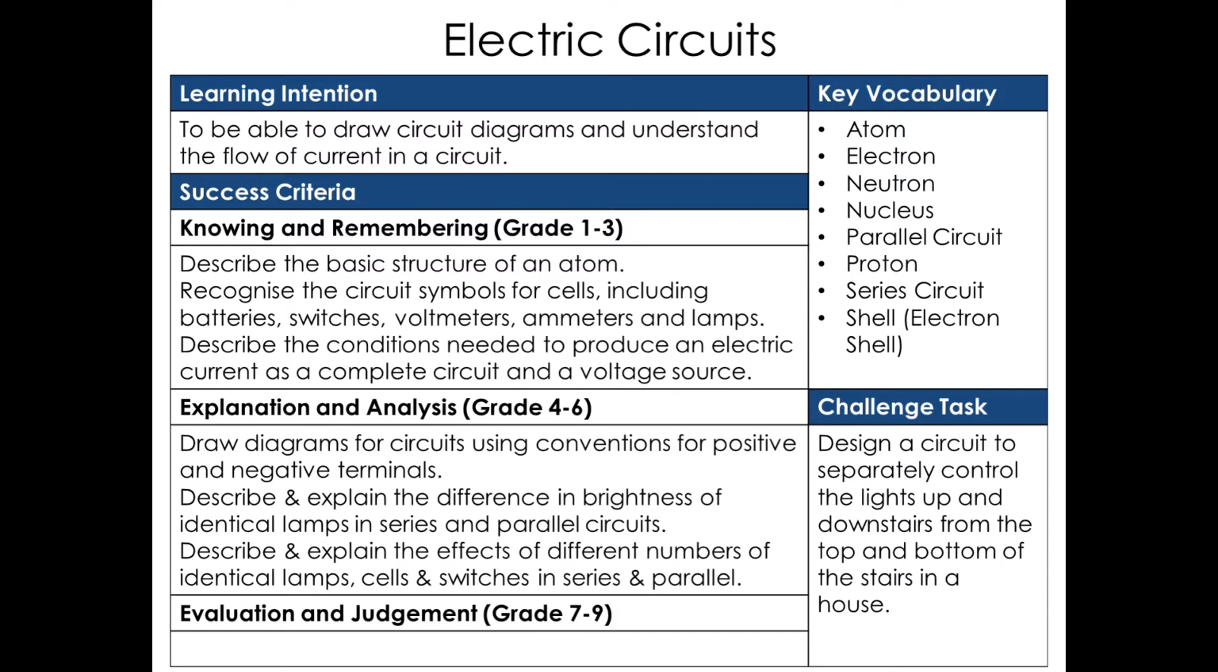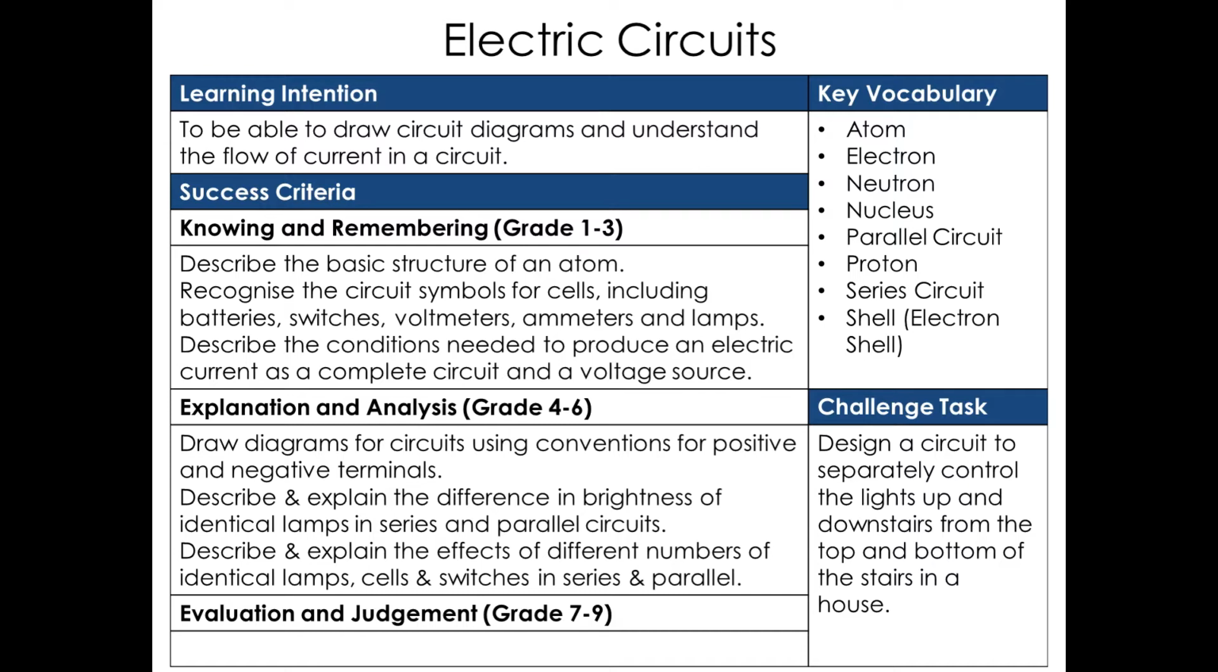Key vocabulary, you should be familiar with the word atom and the components of the atom, the electron, the neutron and the proton. You should know that the neutron and the proton are in the nucleus, and the electrons orbit the nucleus in shells. Lastly, there's two types of circuit, parallel circuit and series circuit, that you'll have come across before.